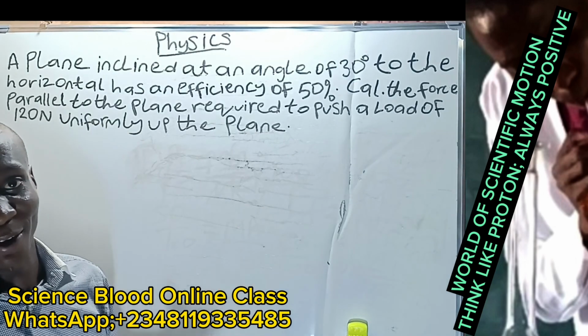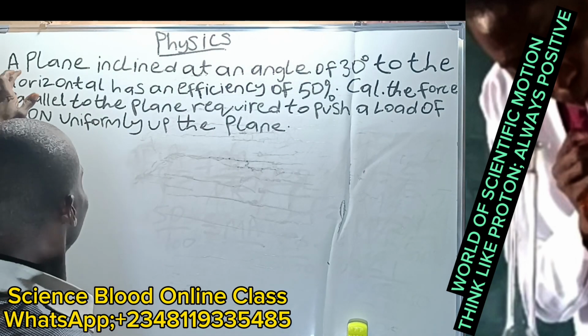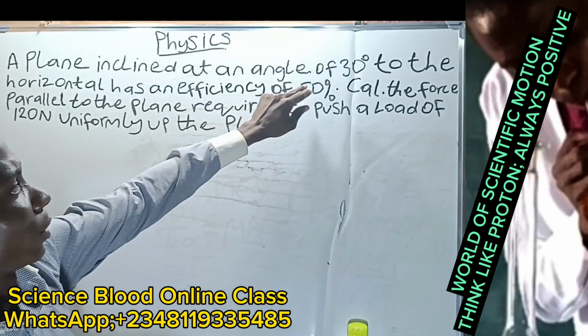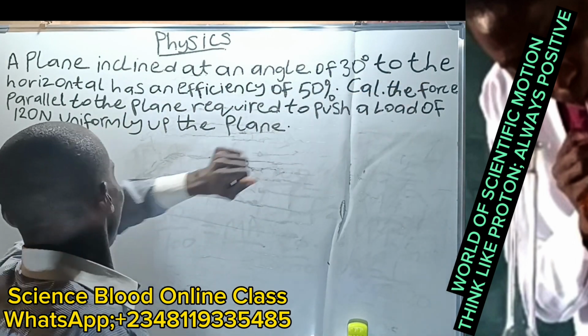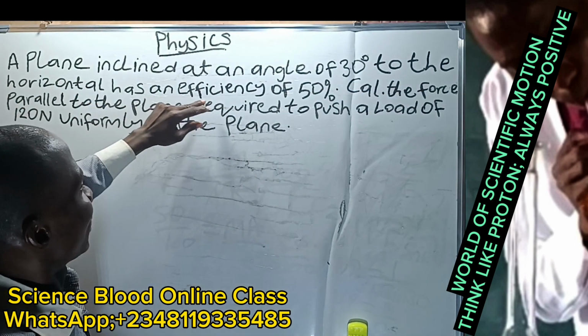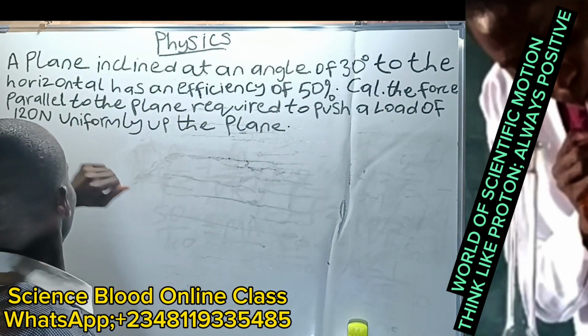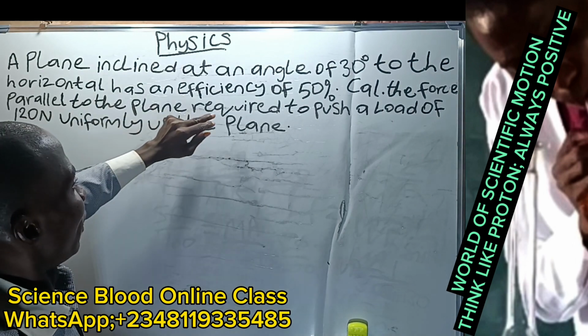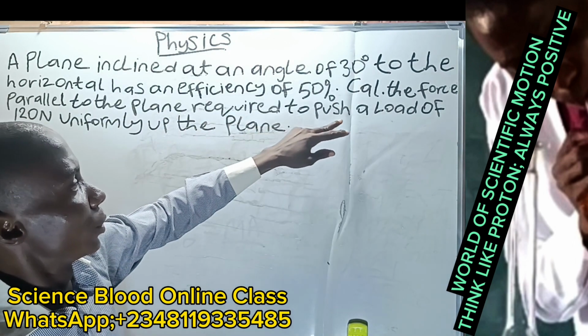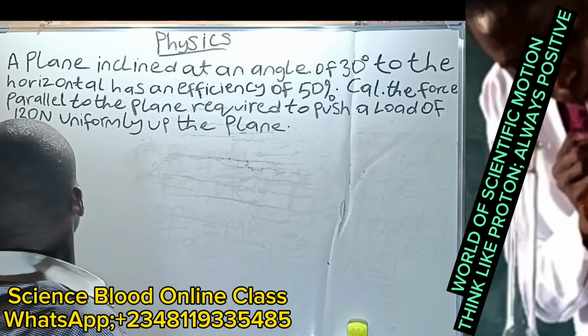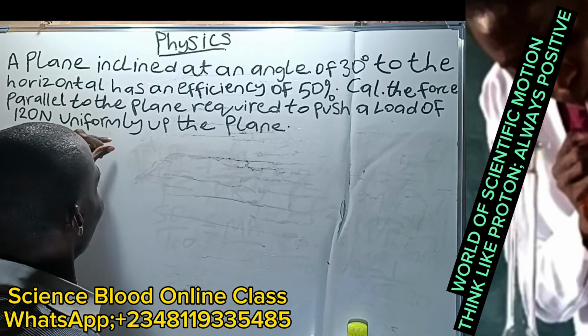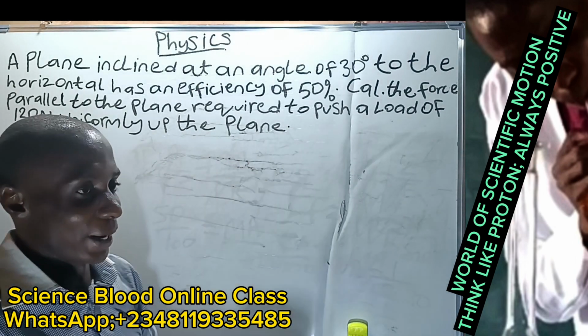Okay, let's see what we have for today. The question says a plane inclined at an angle of 30 degrees to the horizontal has an efficiency of 50%. Calculate the force parallel to the plane required to push a load of 120 Newton uniformly up the plane.